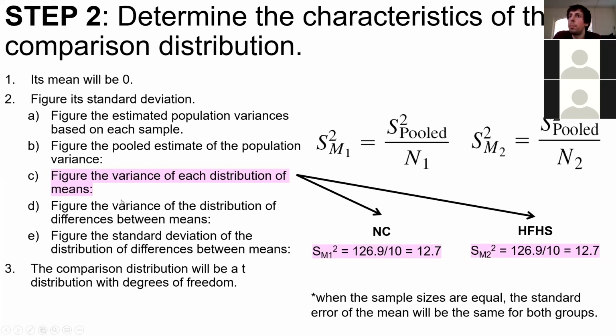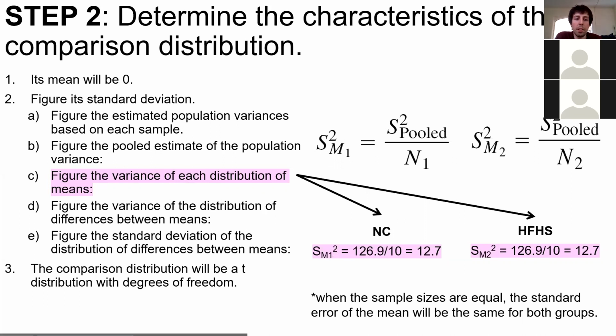So to go back to the problem we were discussing, this is the second Excel spreadsheet that we were looking at. This is the rat example, where we're looking at high-fat chow-fed rats versus normal chow-fed rats in a kind of rat diet study. The next thing we're going to do, having figured out the estimate of the pooled population variance, is figure out the variance of each of the distributions of means.